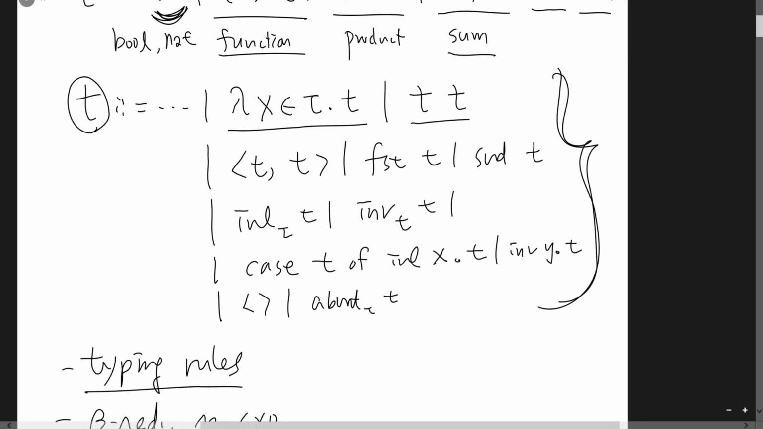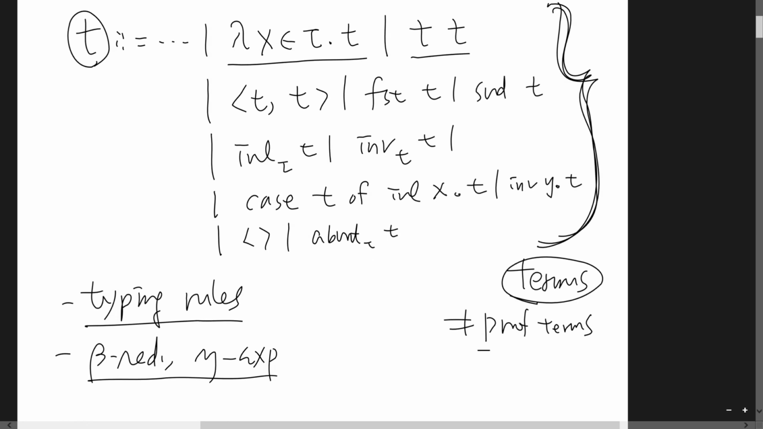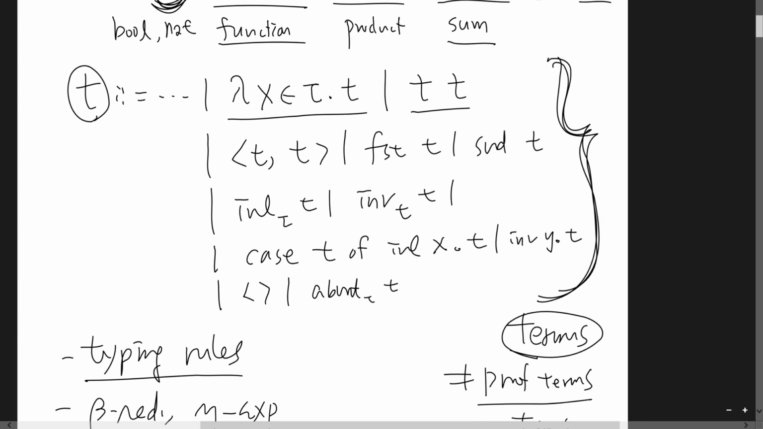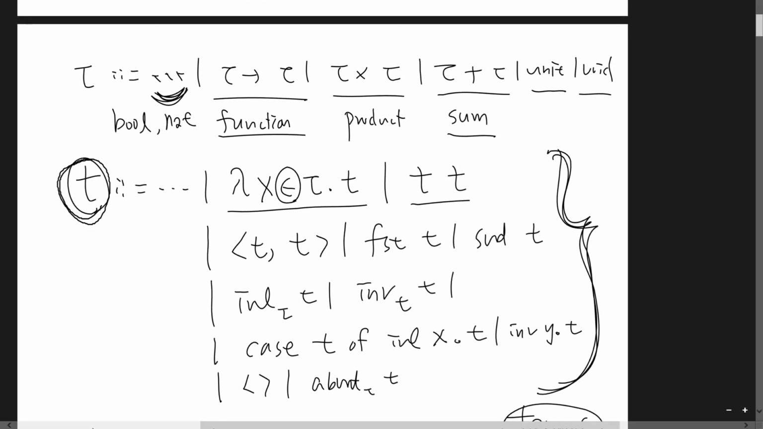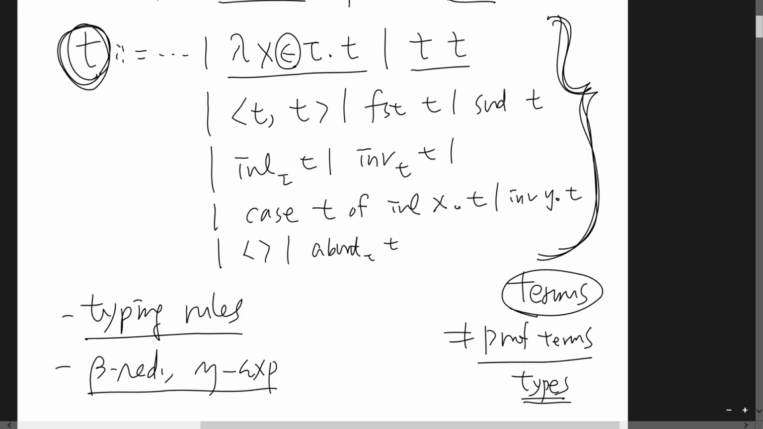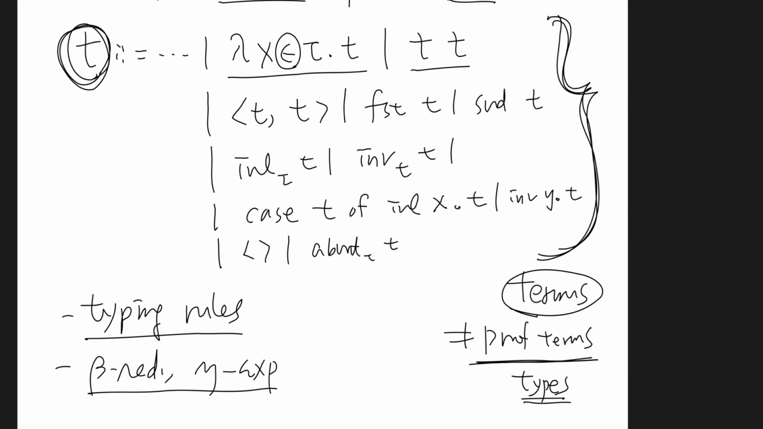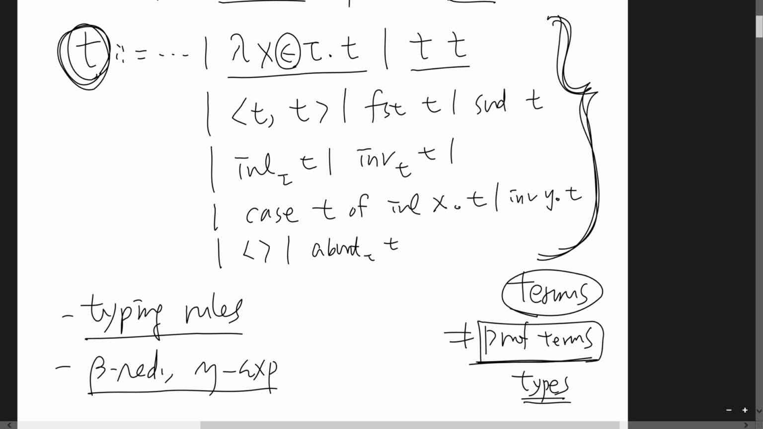So remember that these are terms, not proof terms. So they have data types instead of types. So that's a difference, which is indicated in the use of this symbol in the lambda abstraction. But the mechanism of deriving terms is the same as in the simply typed lambda calculus, where we derive proof terms in the same way.